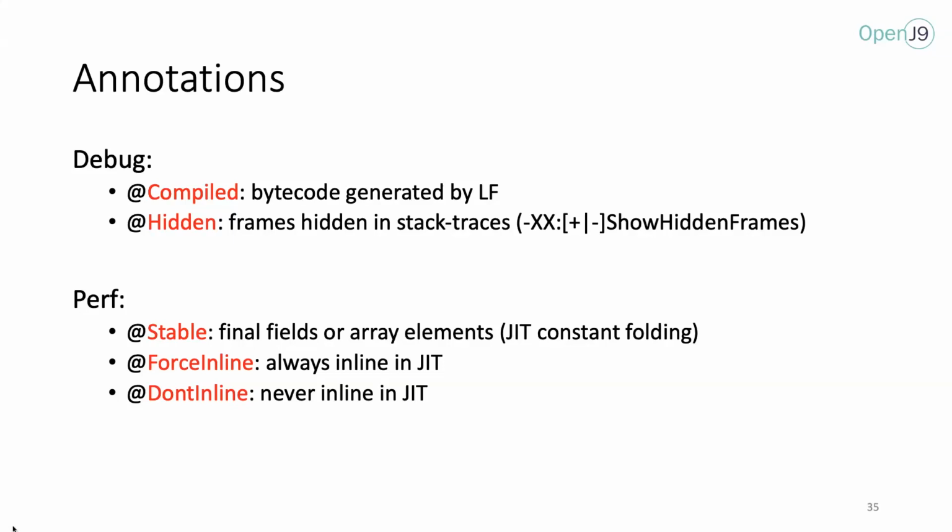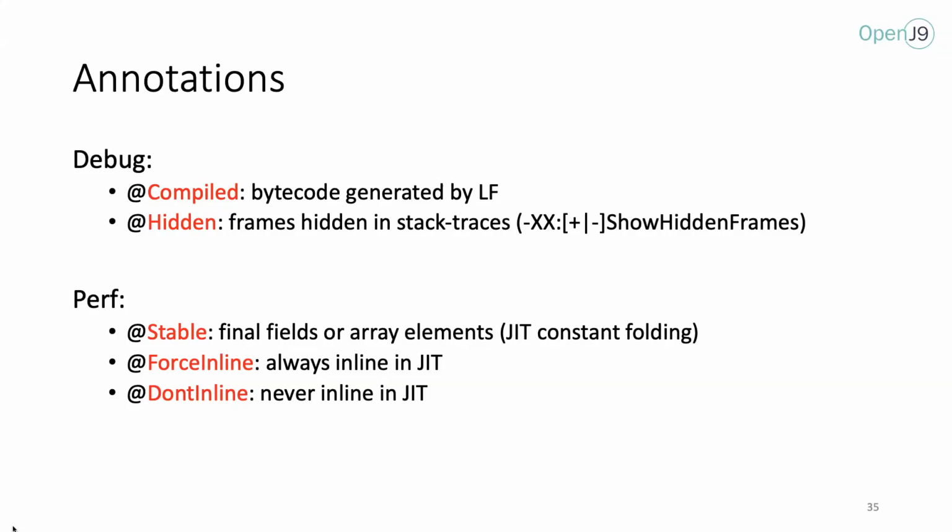So any bytecode generated for a Lambda form are hidden by default. So if we are triaging an issue, we would need to see what the stack traces for the Lambda form generated bytecodes look like, and for this, we have to enable them by this command line, the show hidden frame command line option.